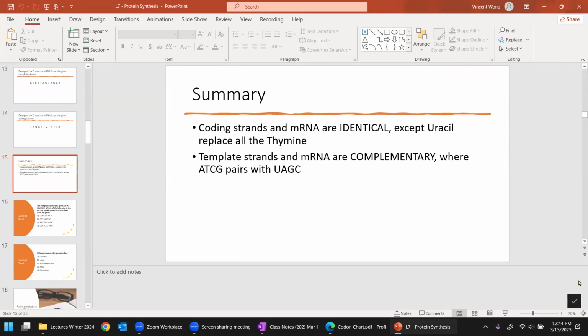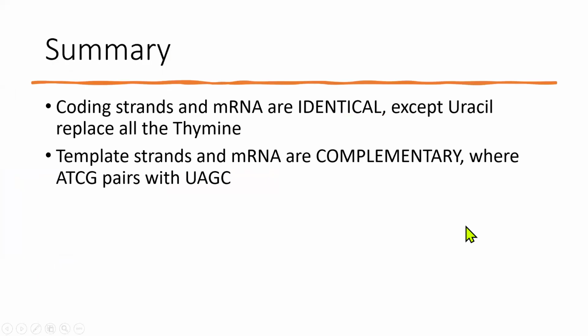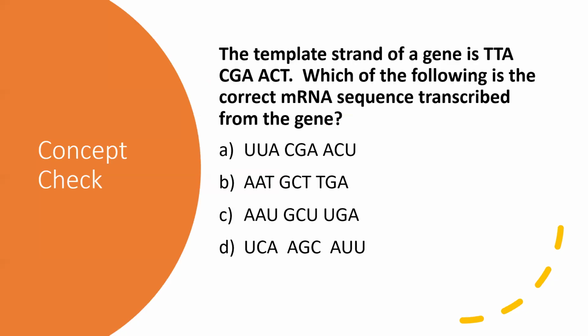So that's a summary. Coding strands and mRNA are identical, except uracil replaces all the thymine because there is no thymine in RNA. You have to ask yourself consciously, am I writing DNA or RNA? If you're writing RNA, there should be only uracil and no thymine. And then template and mRNA are complementary, basically what I told you. I need to know all of you got this one. Don't yell out the answer, show me your finger. If you get this right, then I feel better, I guess.